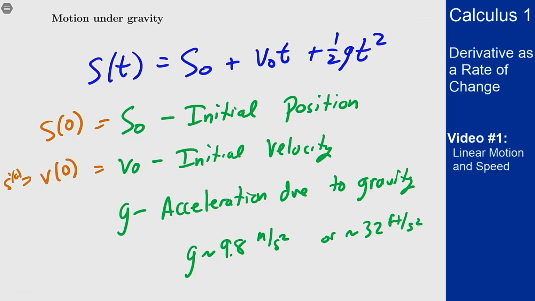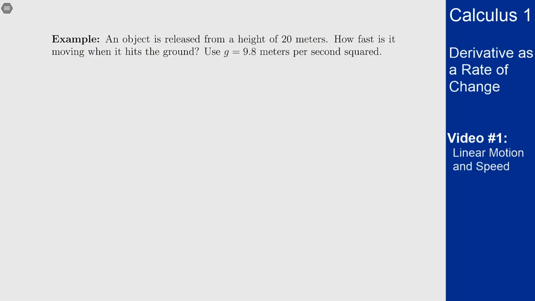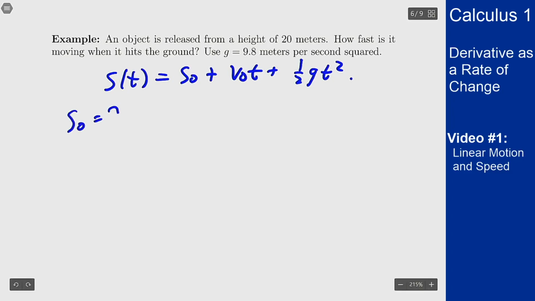Let's see an example using this. An object is released from a height of 20 meters. How fast is it moving when it hits the ground? Okay, so what does that tell us about our setup? Well, we know we're going to follow the motion due to gravity formula. What do we know? Well, it's released from a height of 20 meters. That means s0 is 20 meters.